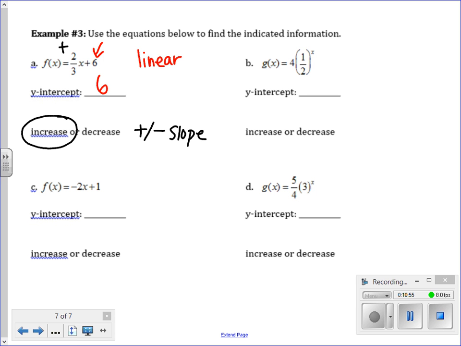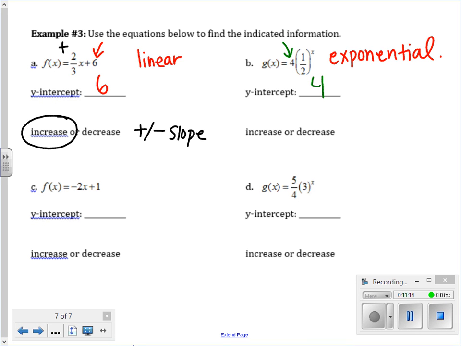When I look at B, this is an exponential function because it's in the form y equals a times b to the x. The starting value, the y-intercept, is always the number in front of the parentheses, so it's 4 here. Now for an exponential function, I have to decide how 1/2 relates to 1. 1/2 is less than 1, which means this is a decreasing exponential function. For either of these, if you were unsure, I would take both of those equations and graph them in my calculator and see if they're going up or down from left to right.